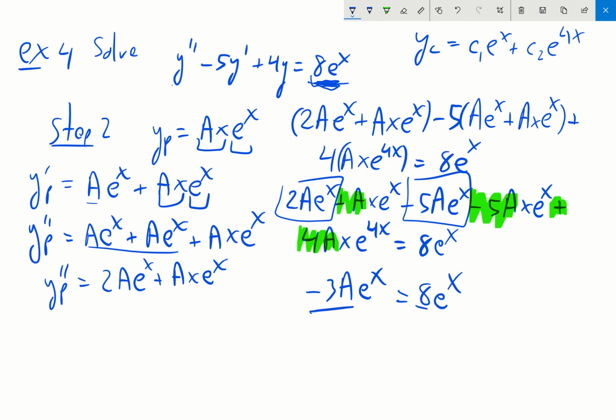Again, think of this as equality of functions. Equate the coefficients. This would say that negative 3a would be equal to 8, and therefore a would be equal to negative 8/3. So we do have a particular solution to this one. It is going to be negative 8/3 x e to the x.